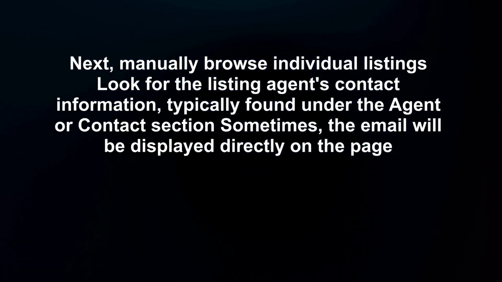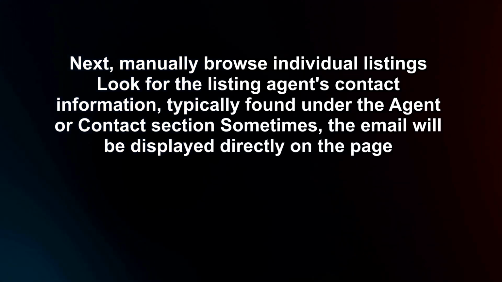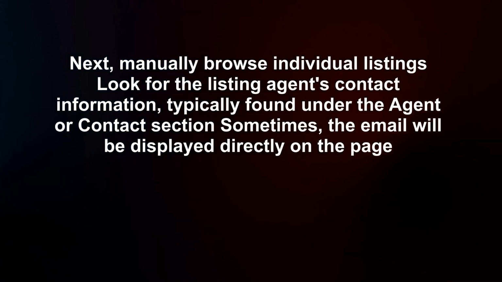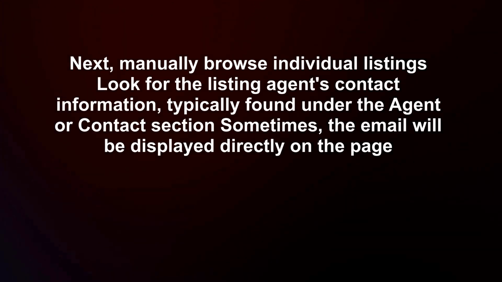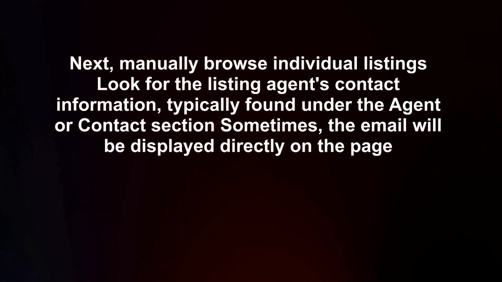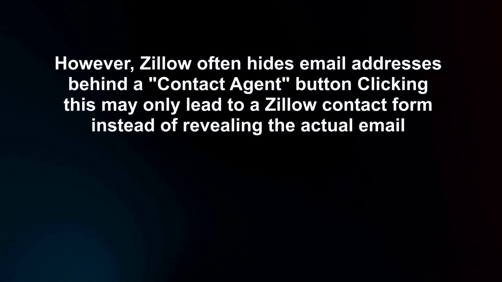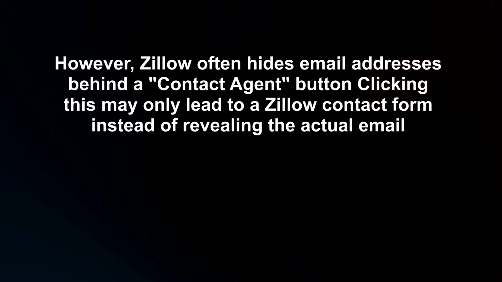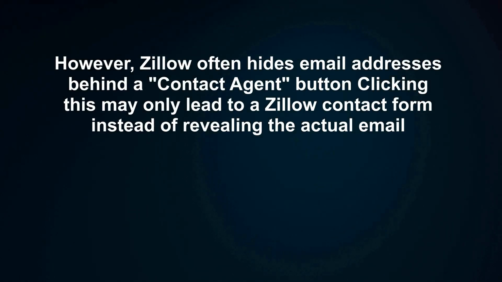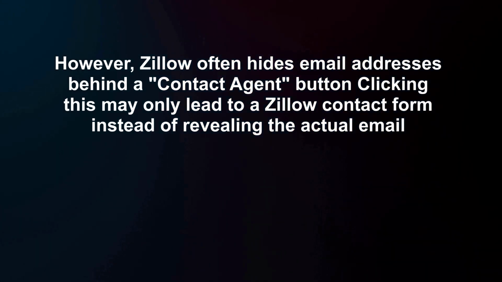Next, manually browse individual listings. Look for the listing agent's contact information, typically found under the agent or contact section. Sometimes, the email will be displayed directly on the page. However, Zillow often hides email addresses behind a contact agent button. Clicking this may only lead to a Zillow contact form instead of revealing the actual email.